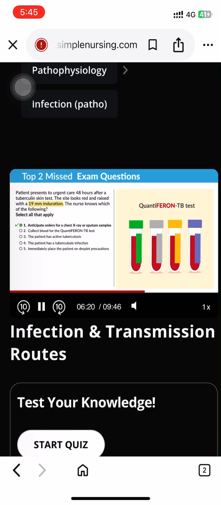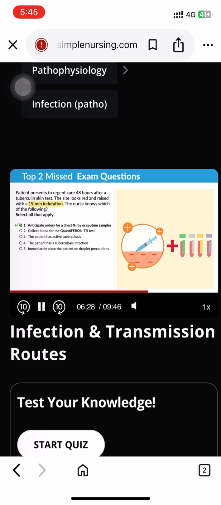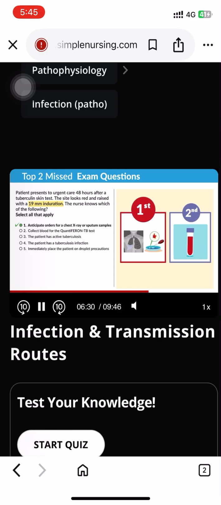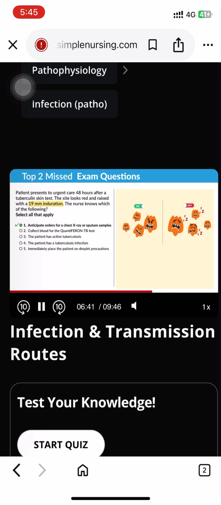Now you're probably asking yourself, what the heck is that? Well, this test can actually be used as an alternative to a TB skin test, but in practice, we typically do an x-ray or a sputum test first. Now, option number 3, the patient has active tuberculosis. No, this option is incorrect because we don't even know if it's active or inactive. That's why we have to do option number 1, all these tests to confirm that.